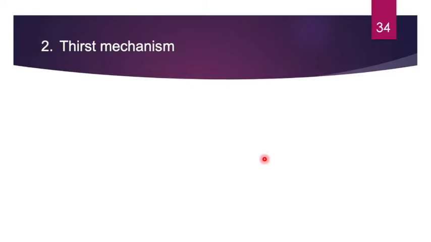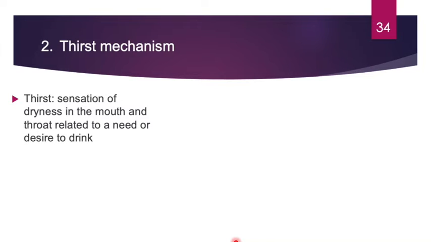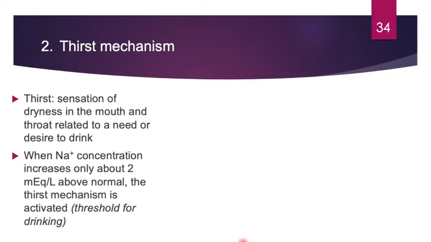The osmoreceptor ADH system works together with the thirst mechanism to regulate ECF osmolarity and sodium concentration. Thirst is a sensation of dryness in the mouth and throat related to a need or desire to drink. When sodium concentration increases only about 2 milliequivalents per liter above normal, the thirst mechanism is activated, causing a desire to drink water. This is called the threshold for drinking.